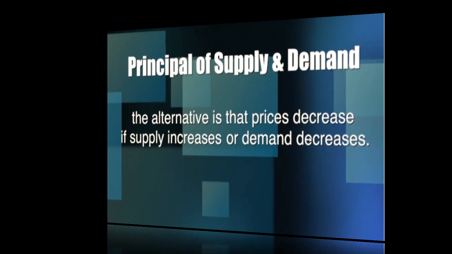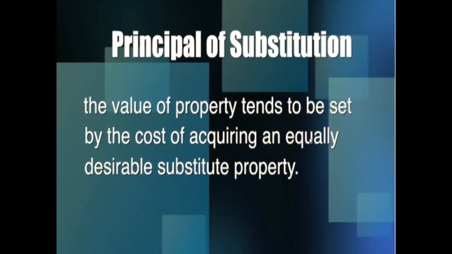The principle of substitution states that the value of a property tends to be set by the cost of acquiring an equally desirable substitute property. In other words, a buyer is unlikely to pay more for a property than it would cost to purchase a similar property. Although every piece of real estate is unique, if there are 2 similar sized buildings on the same block and the same street and one sells for $500,000, what would you pay for the same building next door?